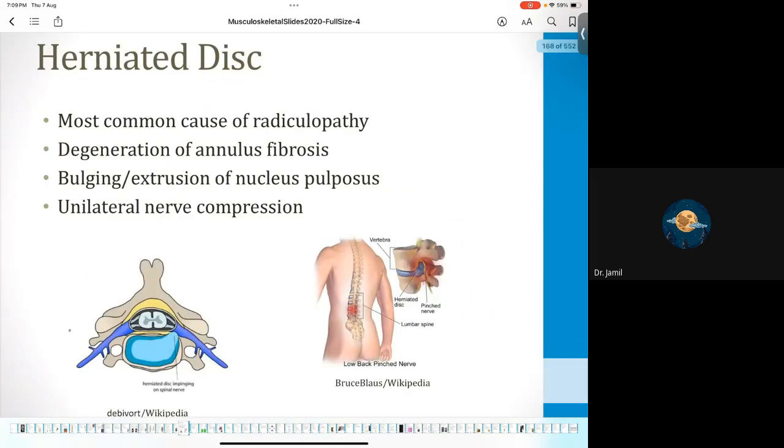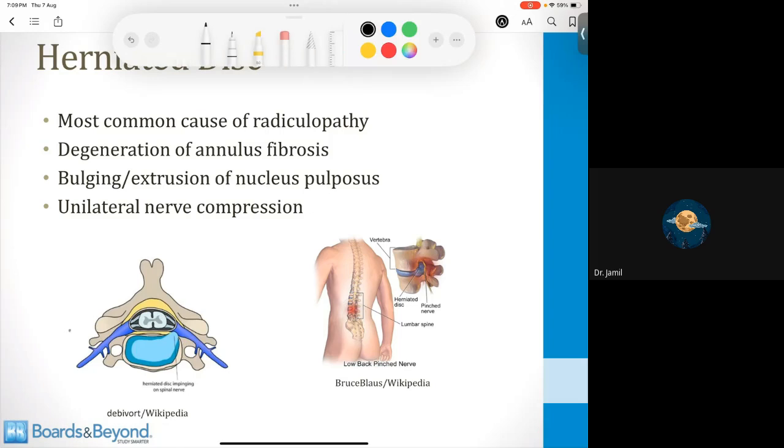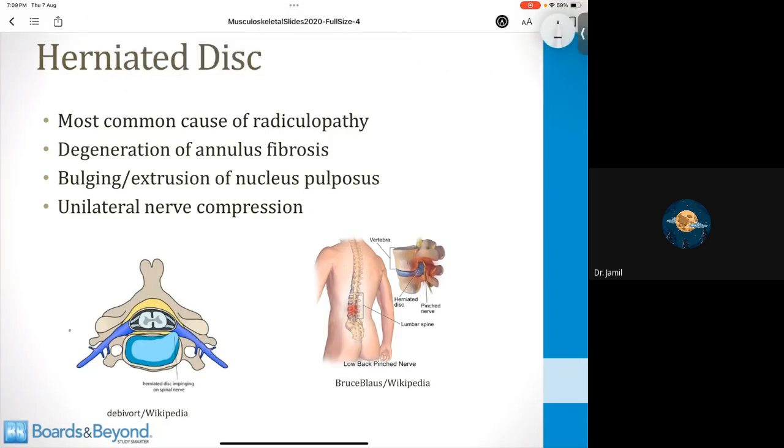So you can see herniated disc. How does the disc herniate? It's the most common cause of radiculopathy. We know that, and it's seen whenever we have degeneration of the annulus fibrosus. So you can see it here. We have this ligament called the posterior longitudinal ligament, right? I'm going to show it in the next picture really clearly.